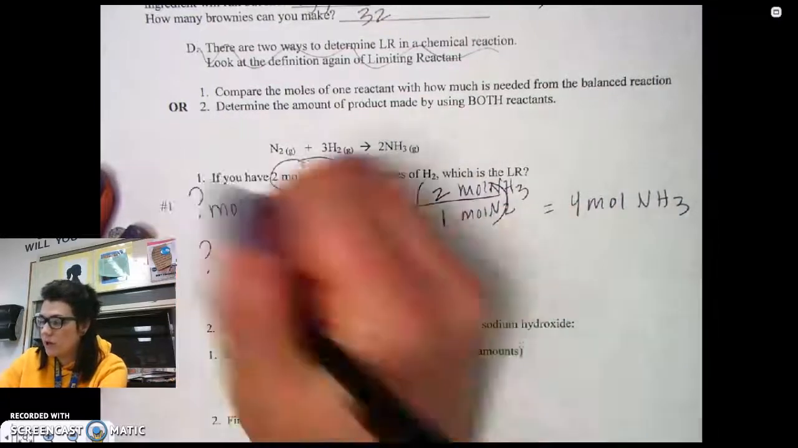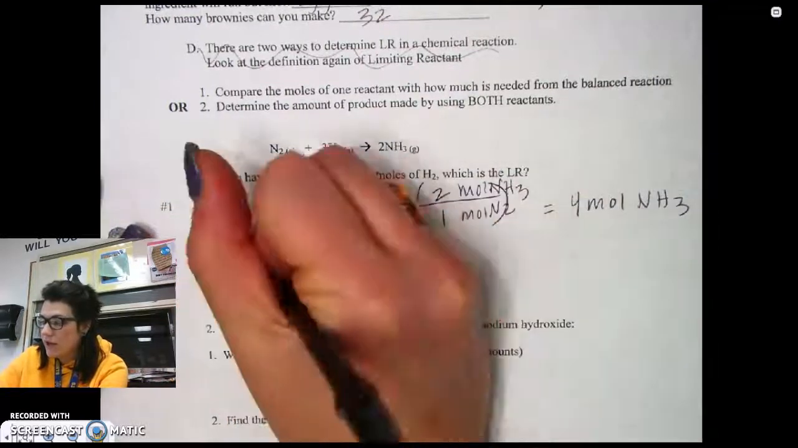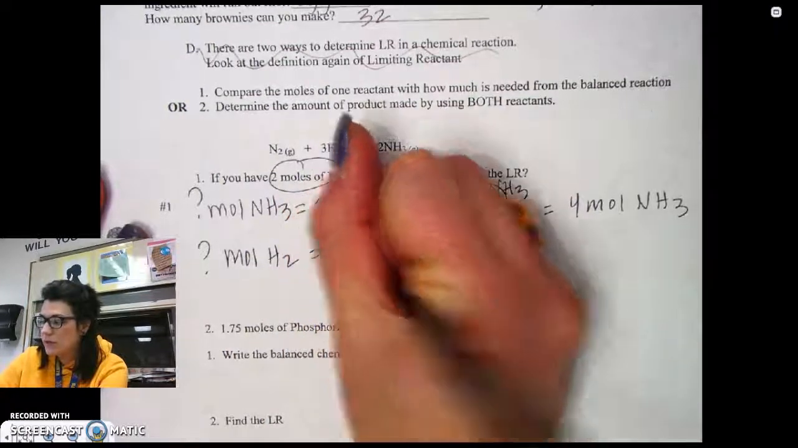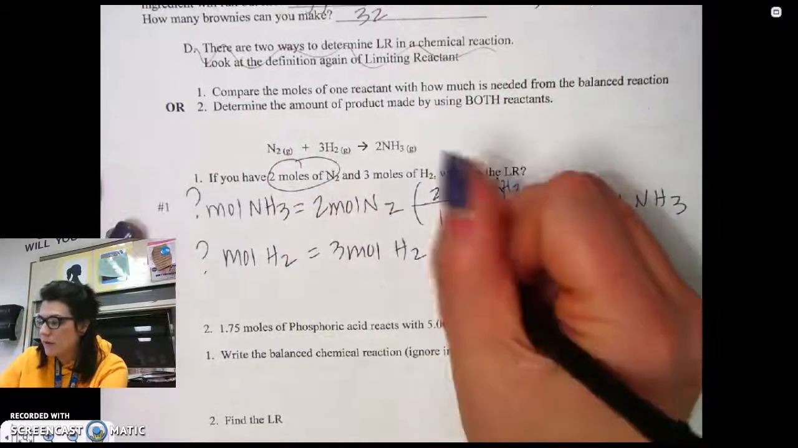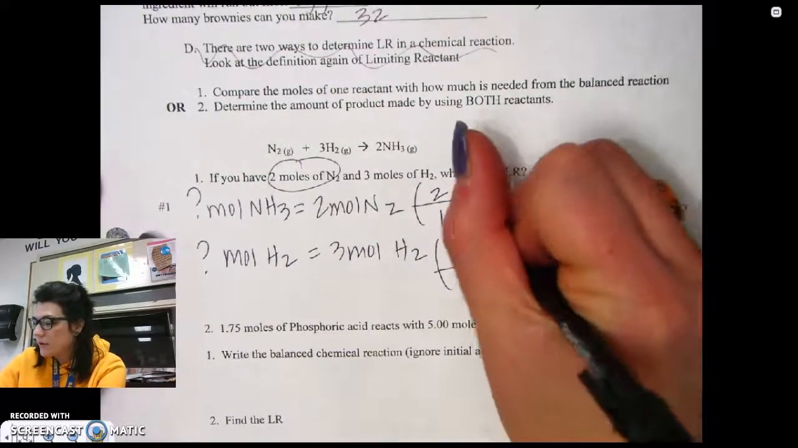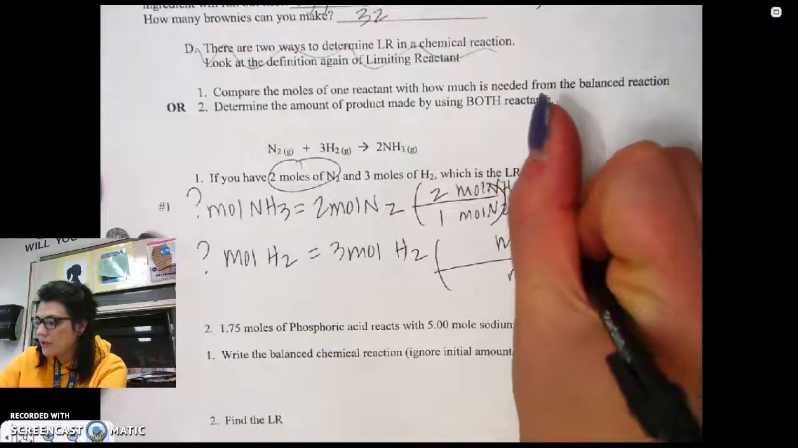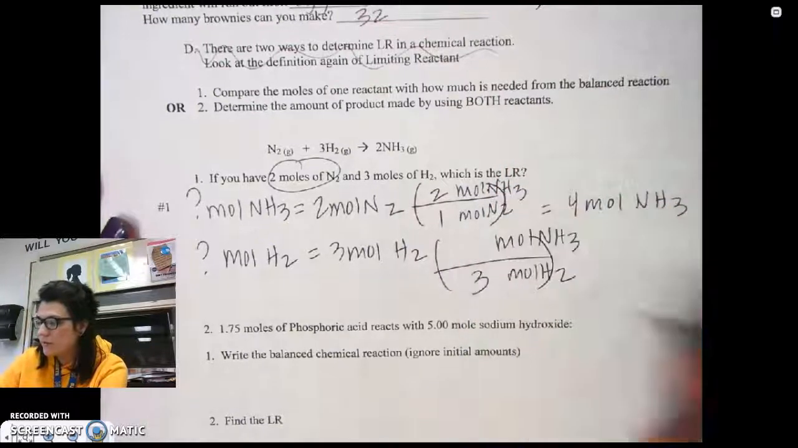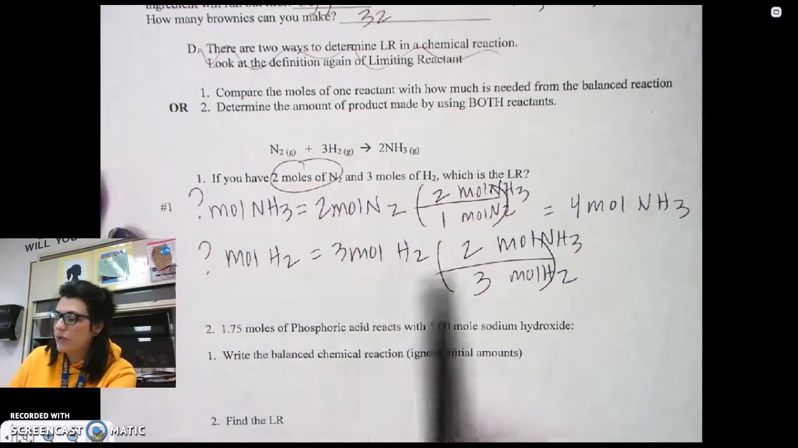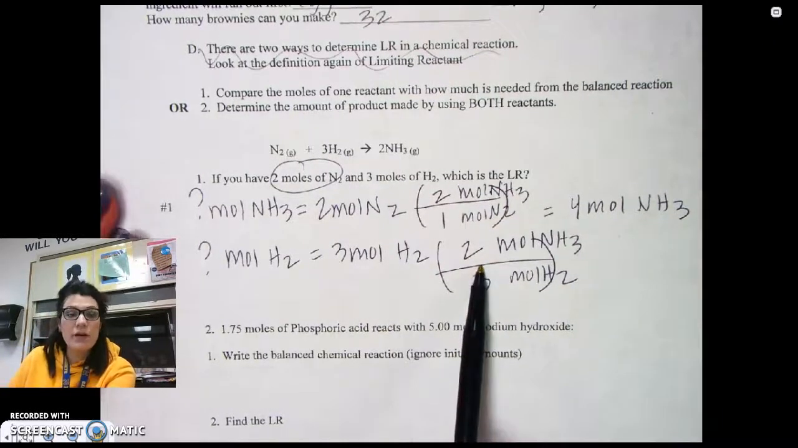I'm going to say question mark moles of NH3 is equal to 3 moles of H2. Okay, I'm going to put moles of H2 in the bottom, moles of NH3 in the top, and for every 3 moles of hydrogen, I have 2 moles of NH3, so 3 times 2 is 6.